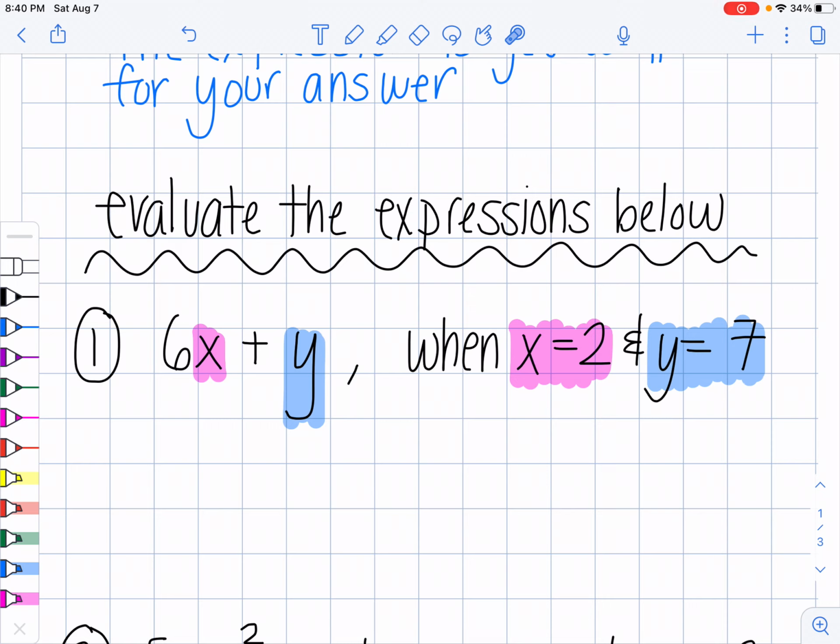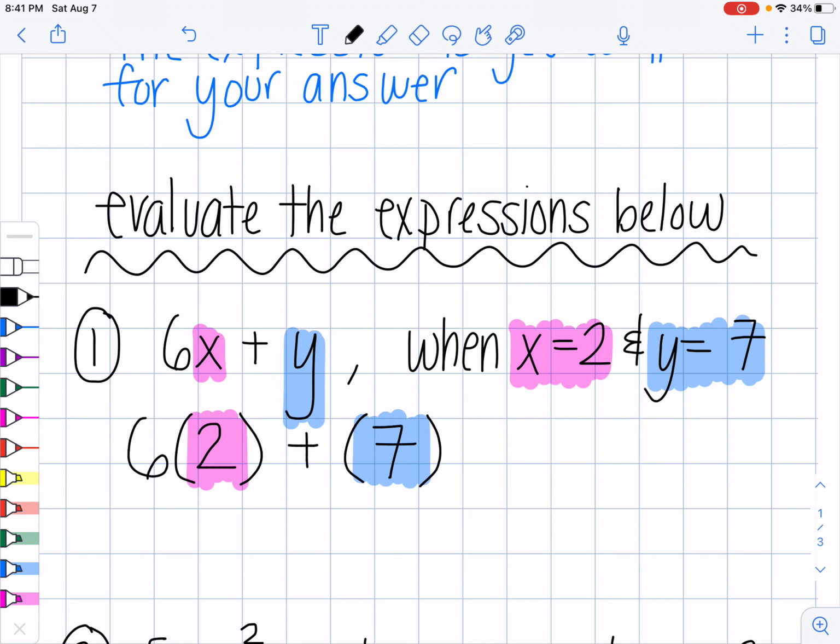When I'm doing these, I like to set up what I call a skeleton. So I'm going to do 6, and wherever I have a variable, I'm just going to put a parentheses. This is my skeleton. And I like to color code mine, like this. So what is going to go in the place of this x in this pink spot? Well, we know that x is the same as 2, so here I'm going to write a 2. What's going to go in my blue space here? Well, in my blue space is a y, and over here it's telling me y is the same as 7, so this one I'm going to write a 7.